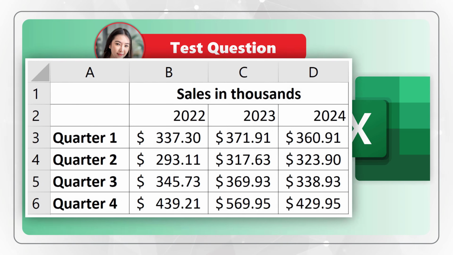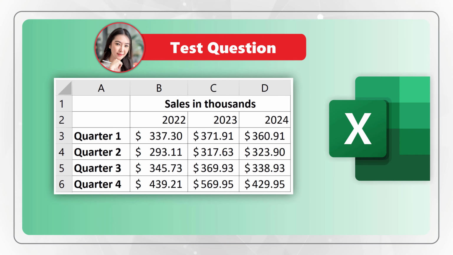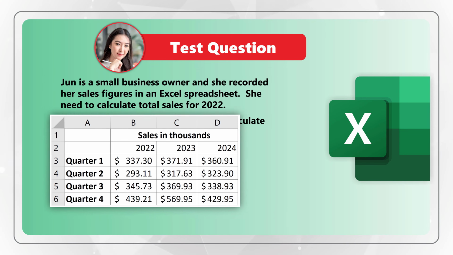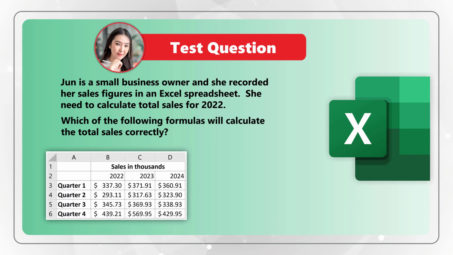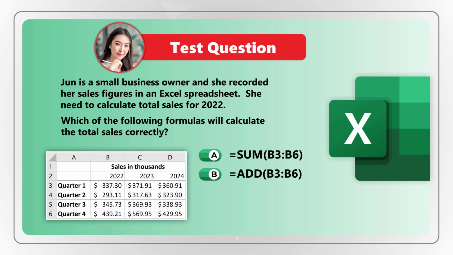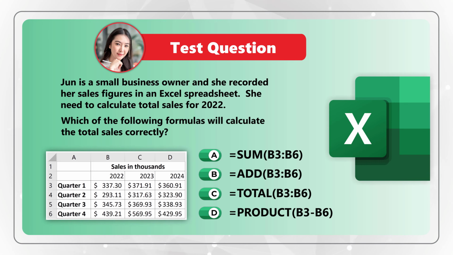You're presented with the snapshot of data from Microsoft Excel, and you need to select one out of 4 possible choices. Choice A: equals SUM(B3:B6). Choice B: equals ADD(B3:B6). Choice C: equals TOTAL(B3:B6). And last but not least, choice D: equals PRODUCT(B3-B6). Do you know the answer?